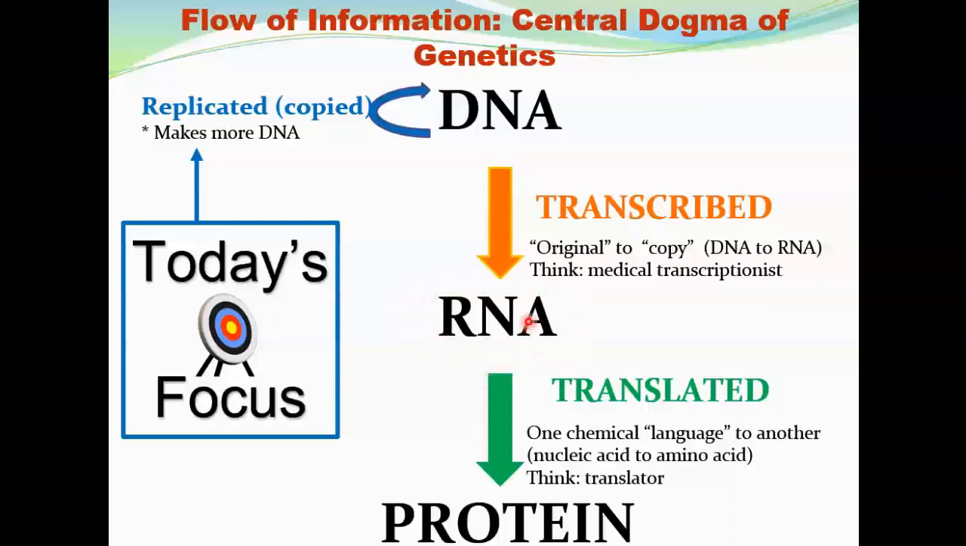So the RNA is what a ribosome will use to translate this information into another language, another chemical language, from nucleic acids to amino acids to make a protein. I want you to think of a translator who literally takes those instructions and translates them into another language for somebody to understand better. Before we can do any of this, you need to understand how this first part happens. So that's what we're looking at today.